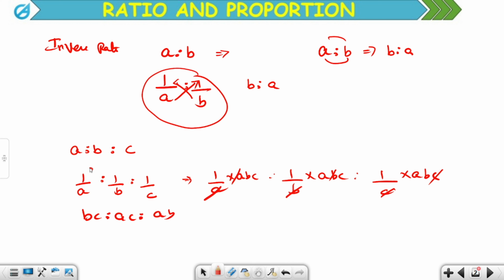How to find this in a shortcut way: just hide the A part. What are the remaining two numbers? B and C. So this is nothing but the ratio for A. Similarly, to find the value for B, hide this part. What are the remaining things? A and C. So AC.